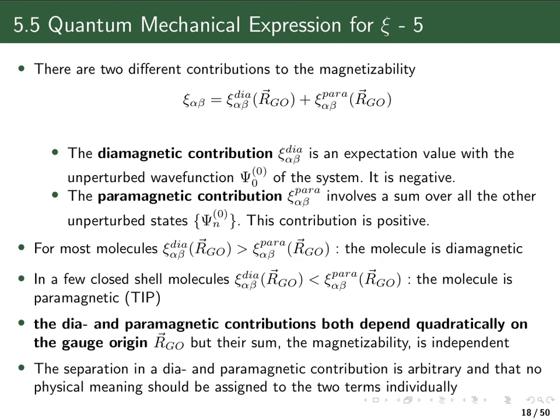Now, a few closed-shell molecules have the opposite situation, where the paramagnetic contribution to the magnetizability is larger than the diamagnetic. For these molecules, the induced magnetic dipole moment will augment the external magnetic field, and such a molecule would, in an inhomogeneous external magnetic field, be pulled into a region where the external magnetic field is larger.